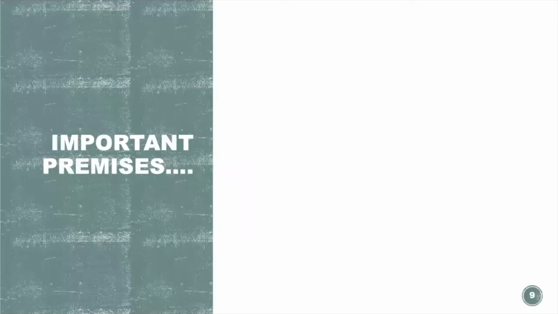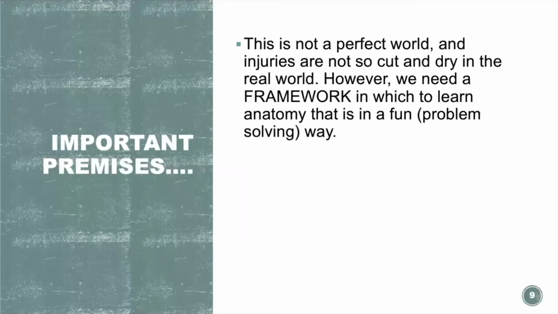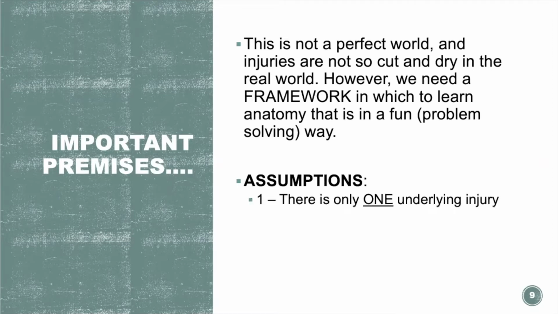But first, we've got to point out a few premises that we have about this particular activity and for the rest of class. I need you to realize that this is not a perfect world and injuries are not really this cut and dry in the real world, like what we'll be looking at in this class. However, we're using this framework in which to learn anatomy that makes it a little bit more fun in this problem-solving way. But the assumptions that we are going to be making throughout the rest of the term, the first assumption: there is only one underlying injury.